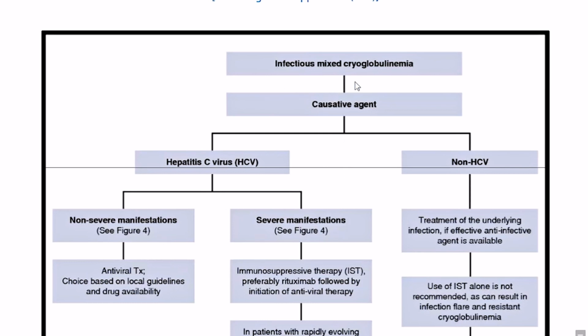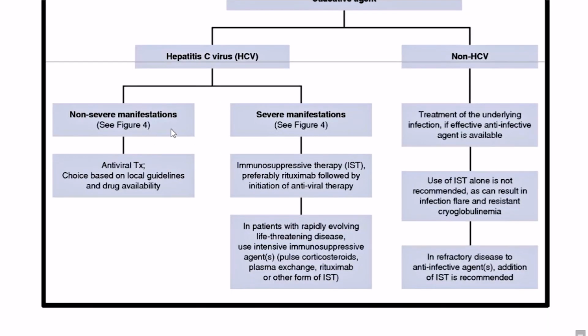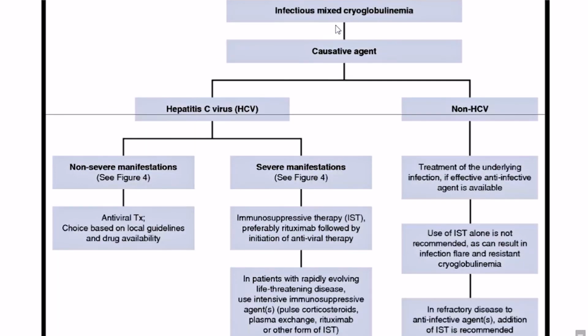Next, infectious mixed cryoglobulinaemia is caused by hepatitis C virus, and non-hepatitis C virus is also possible. For non-severe manifestations, antiviral treatment; and for severe manifestations, it is written that immunosuppressive therapy, preferably rituximab, followed by initiation of antiviral therapy. So this is very important, that for patients having cryoglobulinaemia, the treatment protocol is very important. So non-severe, once again, go for antiviral treatment. And if it's severe, then start with immunosuppressive therapy, preferably rituximab, followed by initial antiviral therapy.